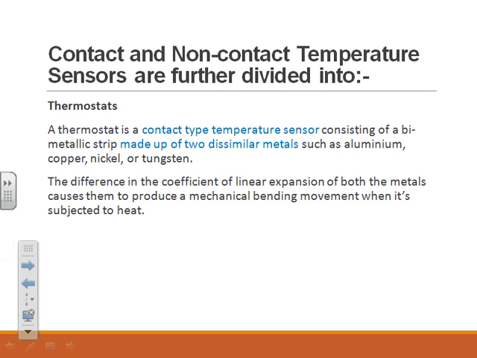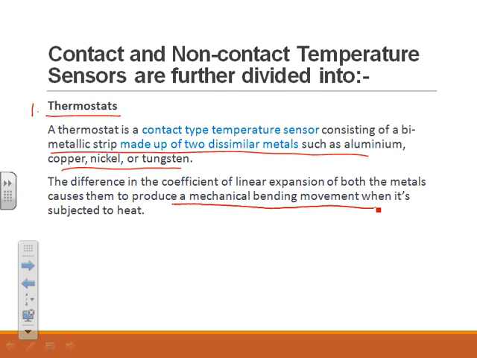These contact and non-contact type temperature sensors are further divided. The first one is called a thermostat. A thermostat is a contact type temperature sensor consisting of a bimetallic strip made up of two dissimilar metals such as aluminium, copper, nickel or tungsten. The difference in the coefficient of linear expansion of both metals causes them to produce a mechanical bending moment when subjected to heat. This is the basic principle behind thermostats.